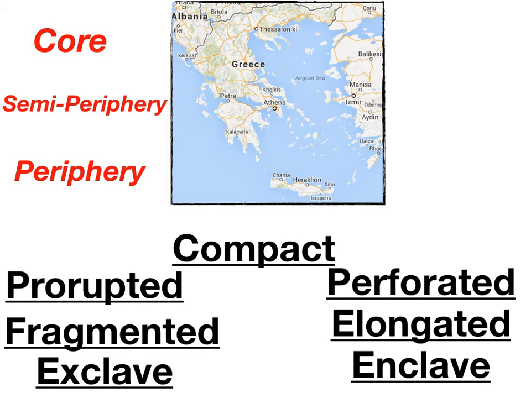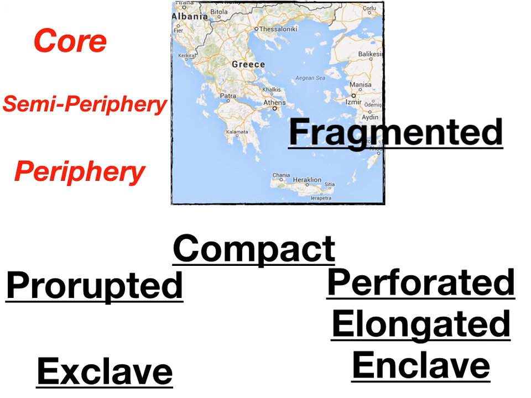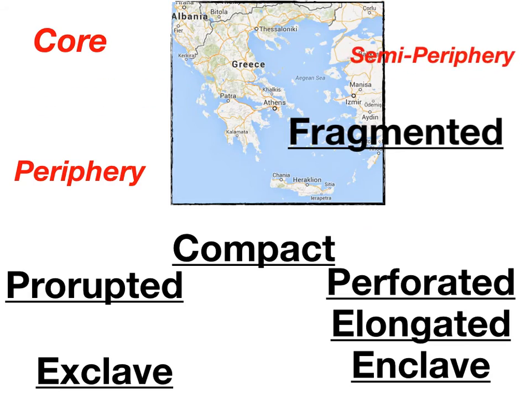So we're going to start here with Greece. What shape is Greece? Now all the shapes are listed at the bottom. Take a moment, see if you can guess. Fragmented. Okay, so Greece is, again, many, many islands. This is really a great example of a fragmented state. And Greece's world systems designation is semi-periphery.